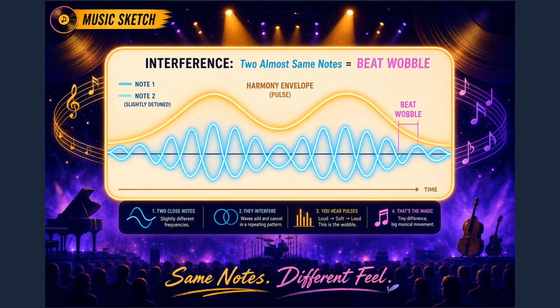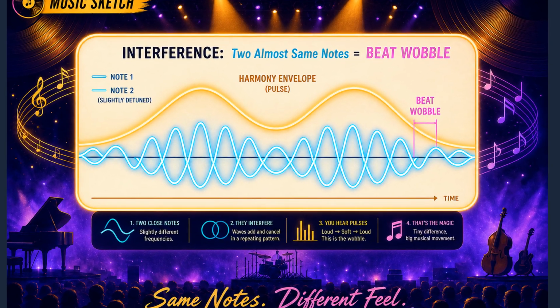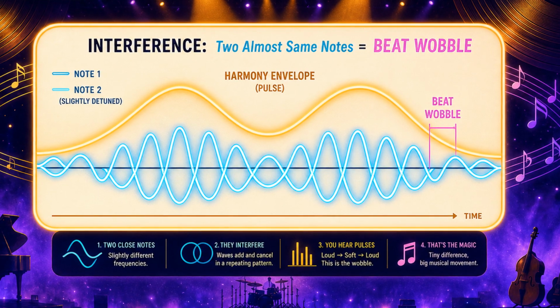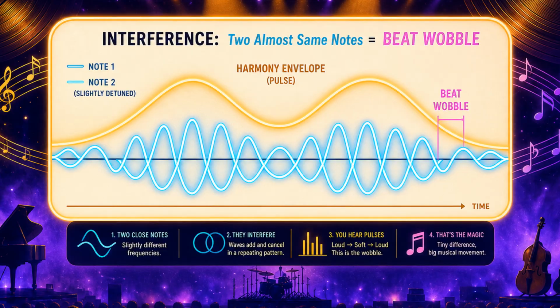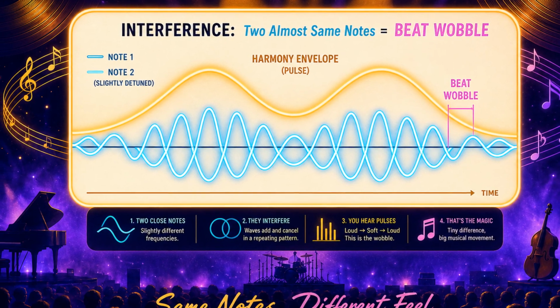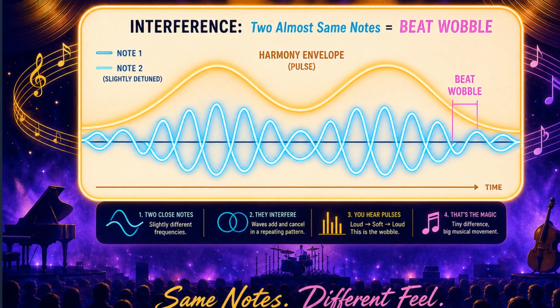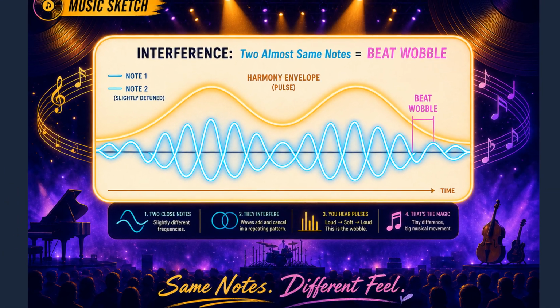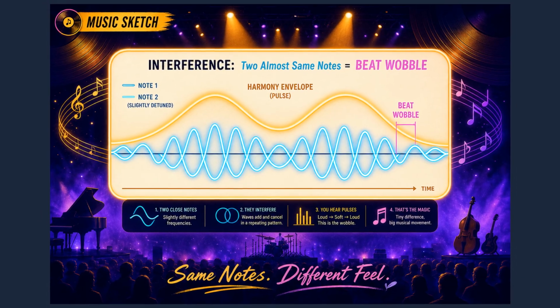Detune two synthesizer oscillators by a hair, and the tone breathes. Loud, soft, like a tremolo you did not program. That is not an effect plugin glitch. Two nearly equal frequencies are taking turns agreeing and fighting, and your ear hears the average volume rise and fall.